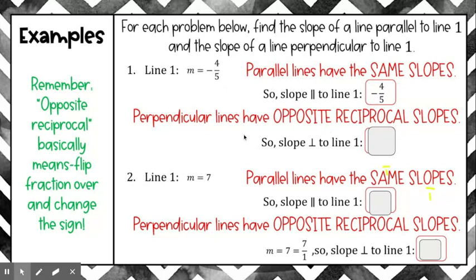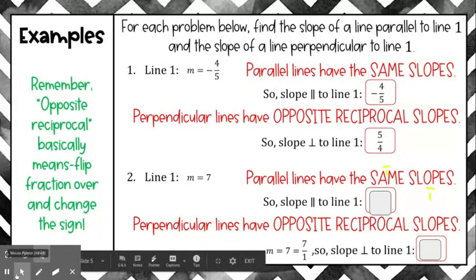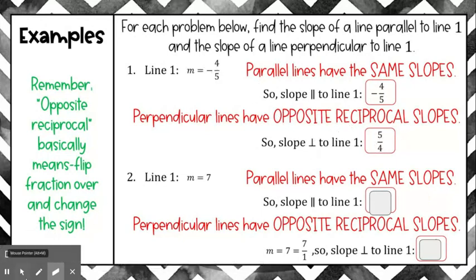Perpendicular lines have opposite reciprocal slopes. So for a slope perpendicular to line 1, remember, we're going to flip it and change the sign. So we're going to flip it. The 5 is going to go on the top and the 4 is going to go on the bottom. And we're going to change the sign. So the original one was negative, and so this one's going to be positive.